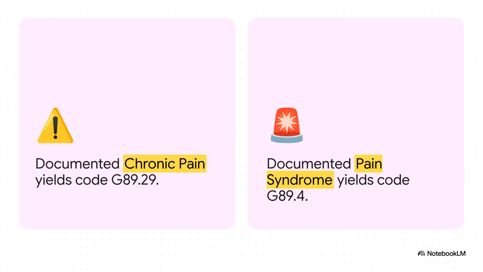So, think about the two diagnostic paths here. On one hand, if the provider writes chronic pain, you assign G89.29. But on the other hand, if they write chronic pain syndrome, you assign G89.4. You absolutely cannot substitute one for the other. You can't just look at a chart, see a patient who's been hurting for 5 years, and kind of assume it's a syndrome. Nope, no way. That is a one-way ticket to a denied claim. The precise wording the provider uses dictates your path.